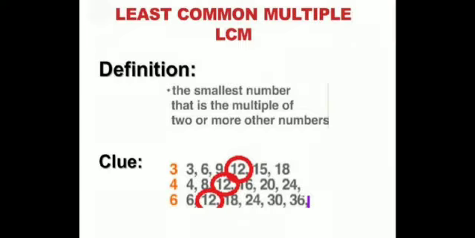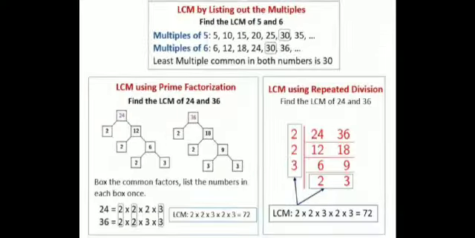Now we'll learn how we can find out the LCM. The first method is LCM by listing out the multiples. So in this method, what we have to do, we have to write down the multiples of the given numbers and then we'll find out the common multiple in the given numbers. So here we are having the example of 5 and 6. So common multiple of 5 and 6 is 30. So LCM of 5 and 6 is 30.